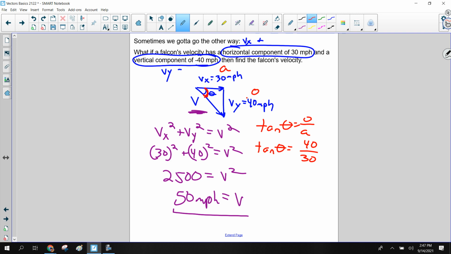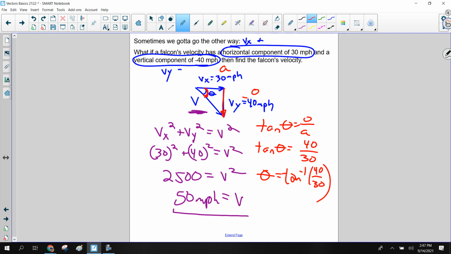Technically, Vy here is negative, which is how I knew it was pointing down. When you use trig functions, don't worry about the negatives. I'm going to take care of the negative in my answer when I say below the horizontal. Please don't put negative numbers into your trig functions. So this is the same as saying theta is the inverse tangent of 40 over 30.